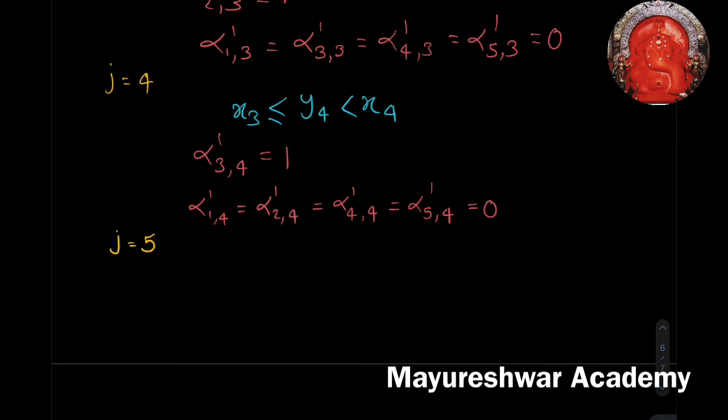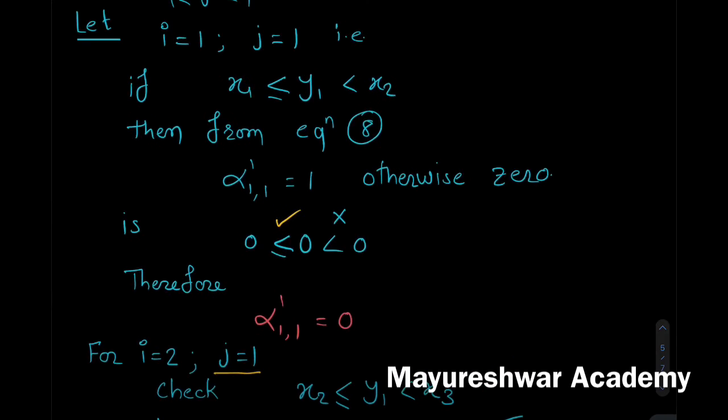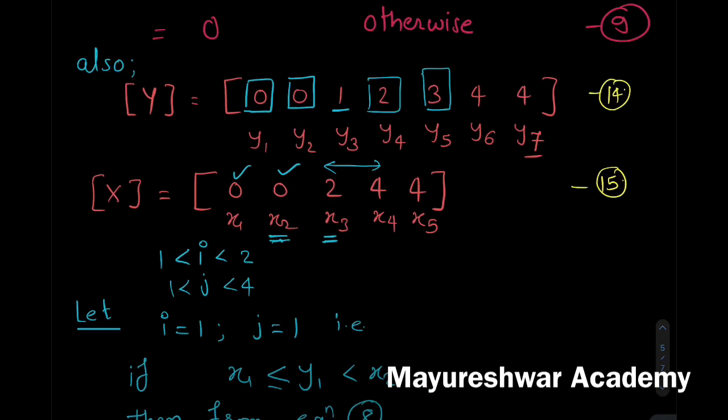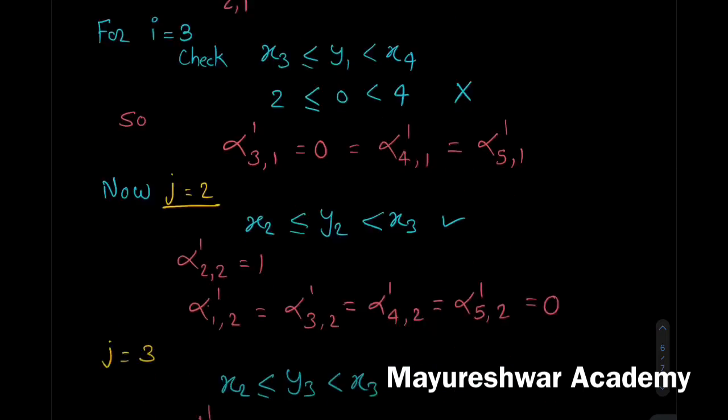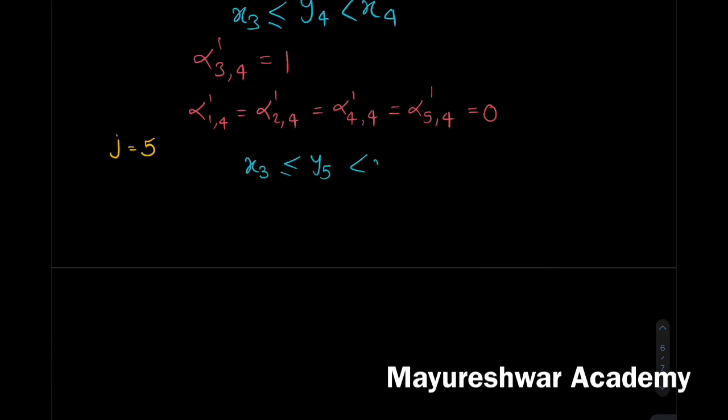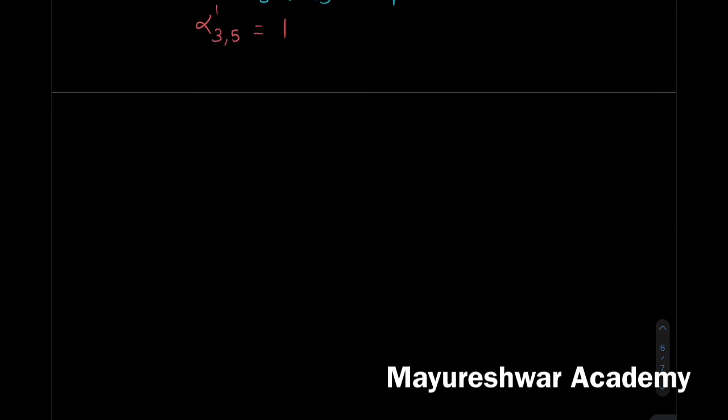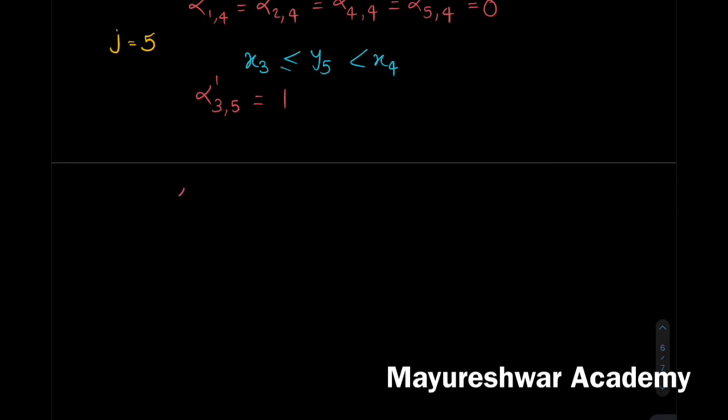y5 we are trying to compare now within the range. So let us look for the value first of all of y5, that is 3. Okay, so we need to compare this again with the values of x3 and x4. So that's the range, and that is why alpha 3 comma 5 is equal to unity. All other values, alpha 1 comma 5, 2 comma 5, 4 comma 5 and 5 comma 5 are 0.